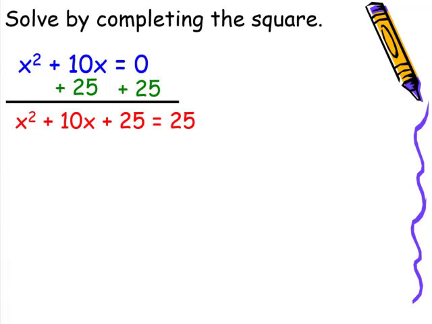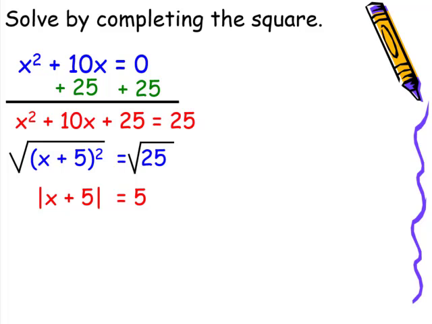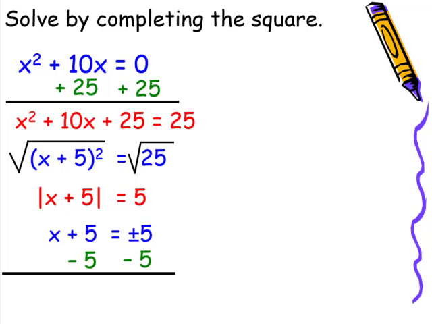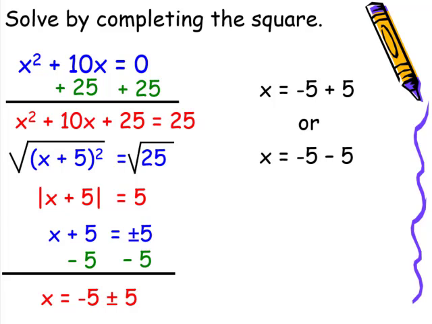The left-hand side is a perfect square, so therefore we could factor that into x plus 5 squared is equal to 25. Now take the square root of both sides. The absolute value of x plus 5 is equal to 5. Therefore, x plus 5 is equal to plus or minus 5. We can subtract 5 from both sides, and we'll be left with x equals -5 plus or minus 5. So we have two answers, x equals -5 plus 5, or x equals -5 minus 5. This will leave me at 0 or -10.